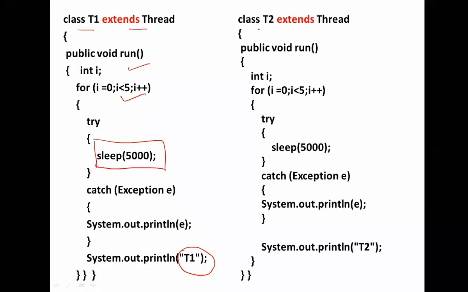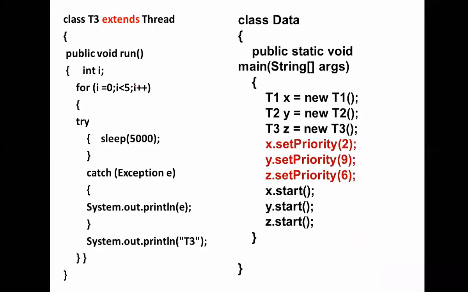Similarly, I've created another class T2. I'm going to create multiple threads. That is why I've created multiple classes, right? So that you can understand things better. So I've created this class T2. There is a run method inside this, which will again print T2 say 5 times. And then you have the sleep method over here. I've created one more thread, say class T3 extends Thread. So over here, I have 3 thread classes, T1, T2, T3.